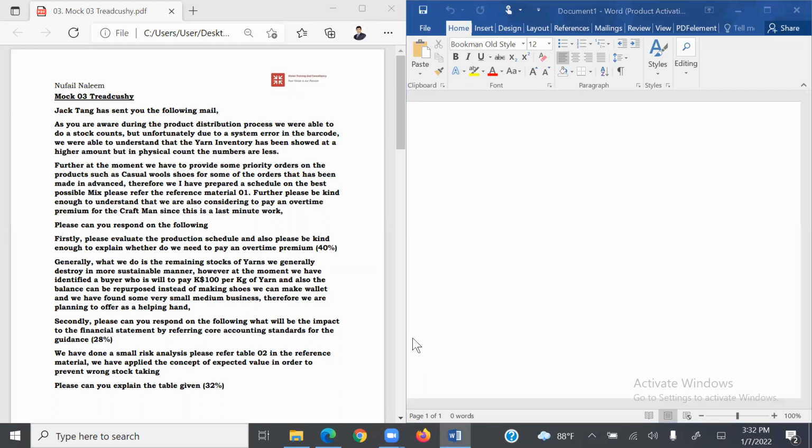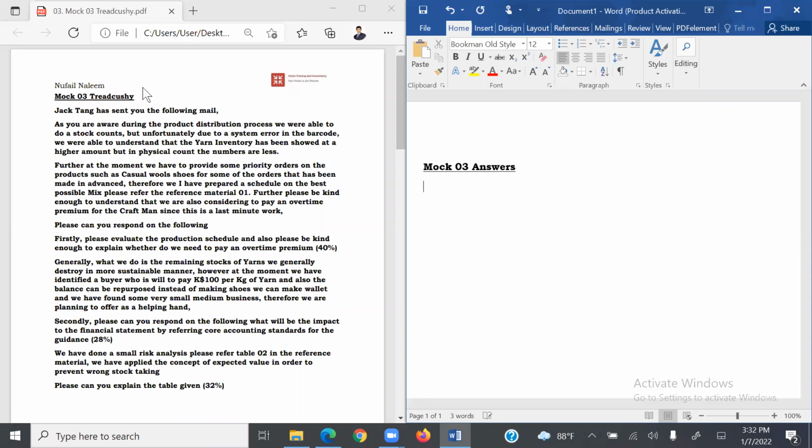Mock number 3 is generally not a basic mock, sorry, it's a continuation of what we are learning till date. So let's start working on the application first. Mock number 3 answers. I will also work with you.